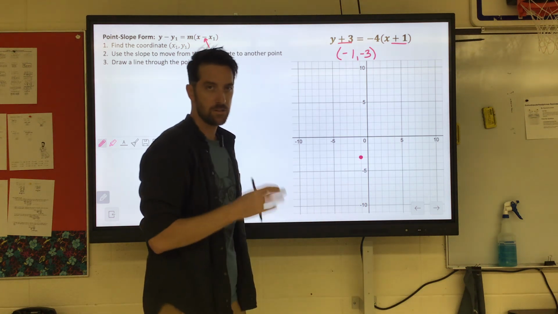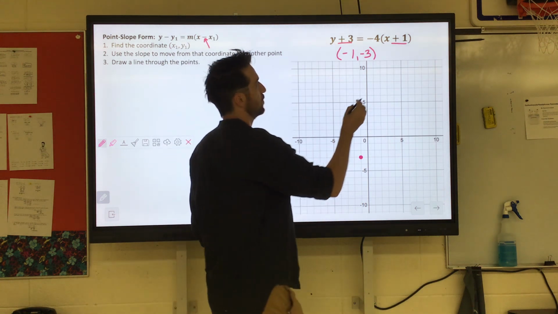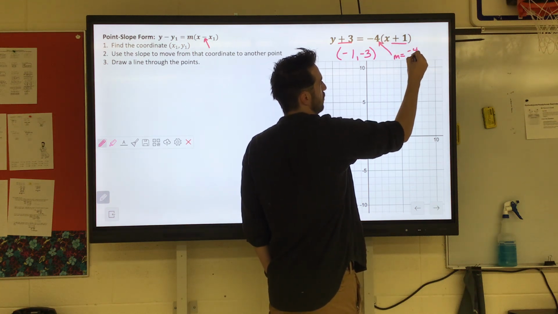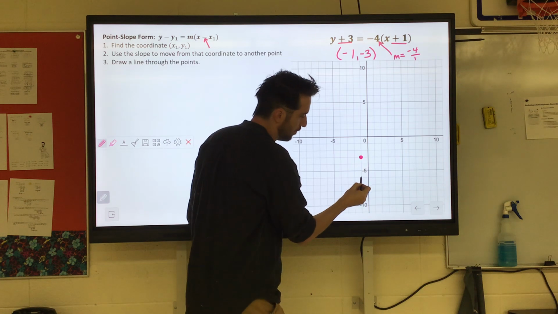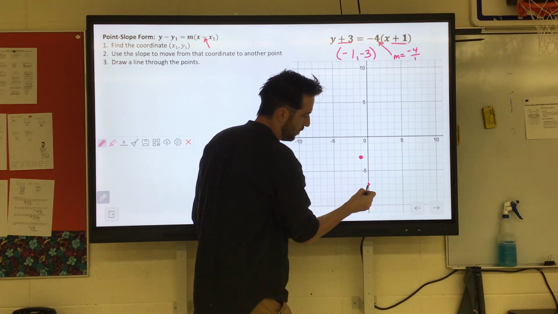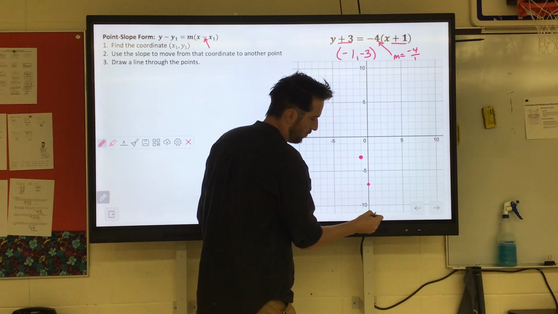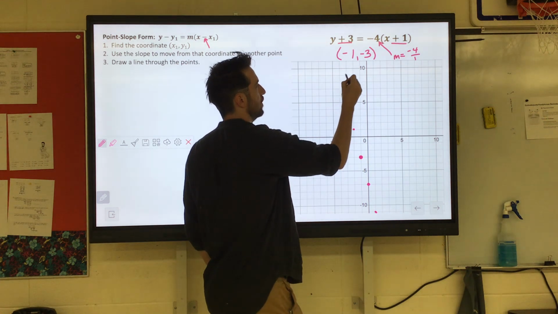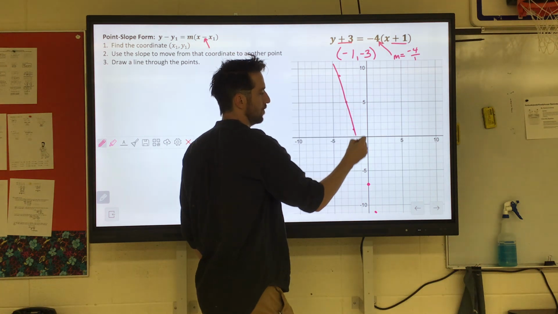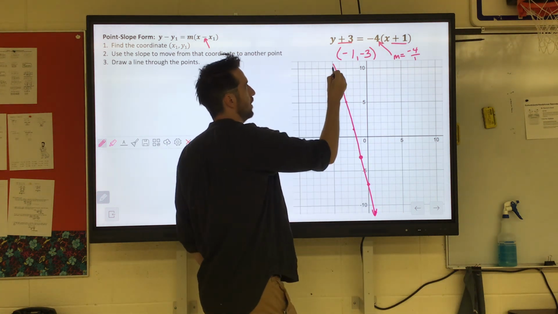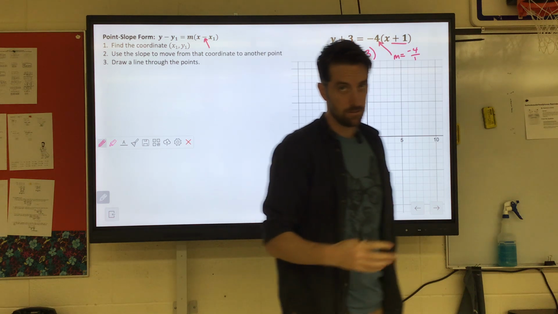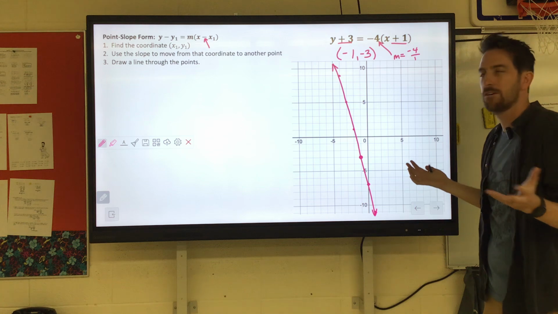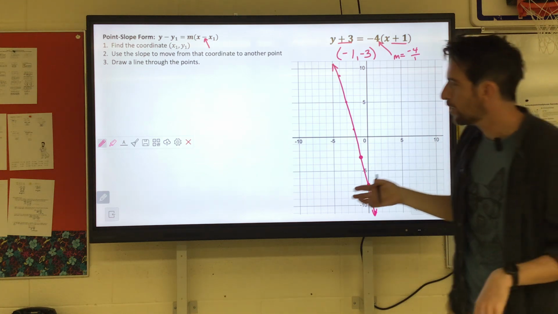And then you use the slope to find your next point from there. Our slope is this negative 4, which if we're thinking of that as a fraction, would be negative 4 over 1. So we could go down 4, right 1, down 4, right 1. You could also go up 4, left 1. Cool. So now we're going to graph systems of equations, where we're going to pair up two equations at the same time, and we're going to find their point of intersection, where they cross each other.